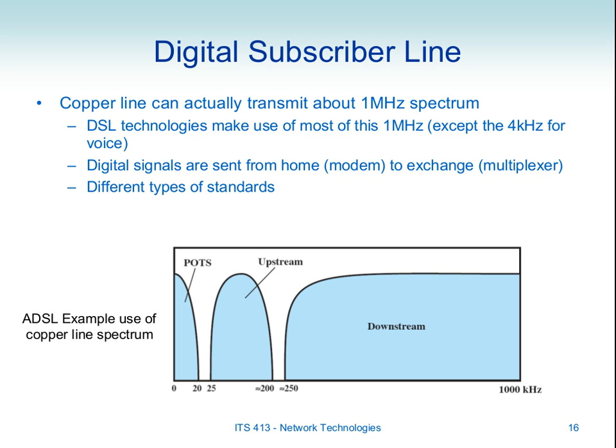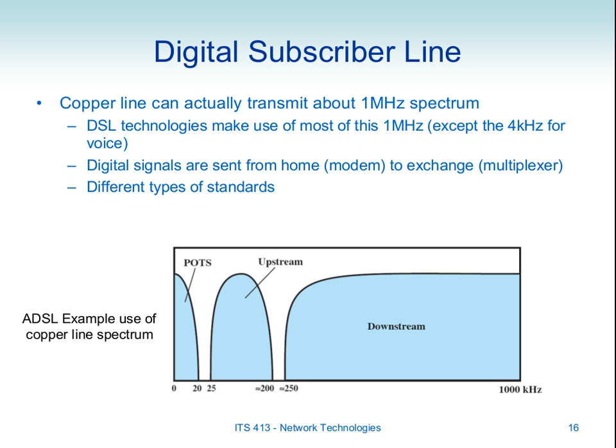1 megahertz is the typical bandwidth supported by copper wires. So the copper cabling actually can transmit a signal with a bandwidth of 1 megahertz, 1,000 kilohertz. The telephone normally uses just 4 kilohertz because when you talk, you only need about 4 kilohertz, because the bandwidth of your voice is about 4 kilohertz. Dial-up only made use of that 4 kilohertz. What DSL does is make use of the rest of that bandwidth, the remaining up to 1,000 kilohertz.